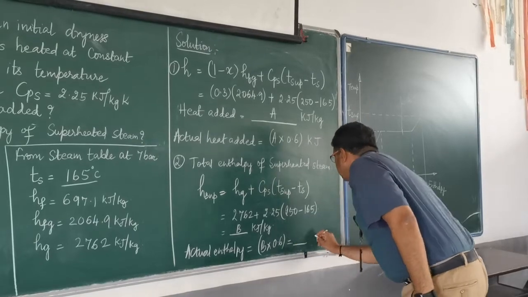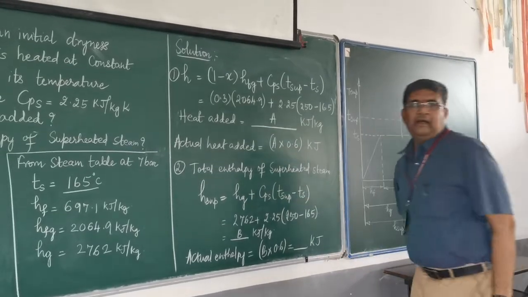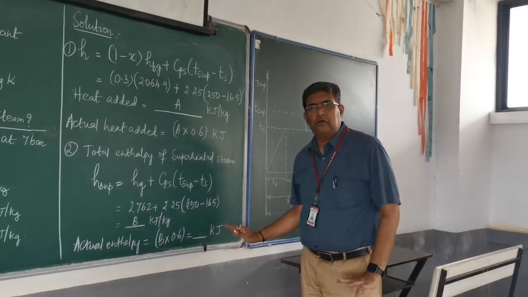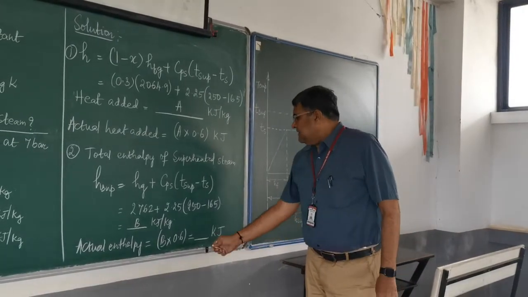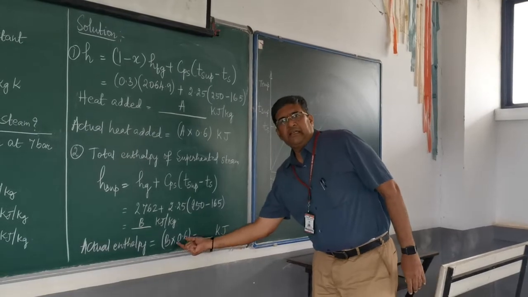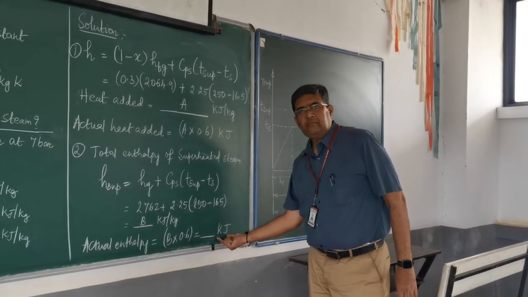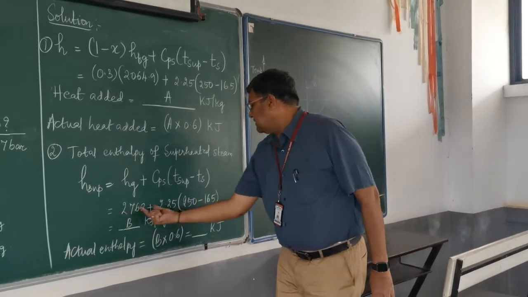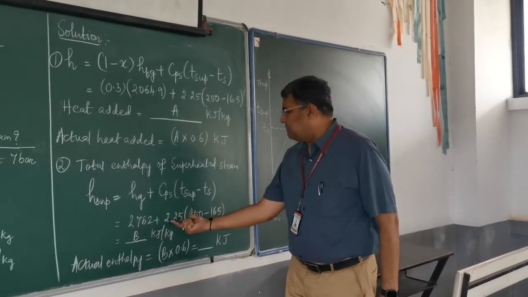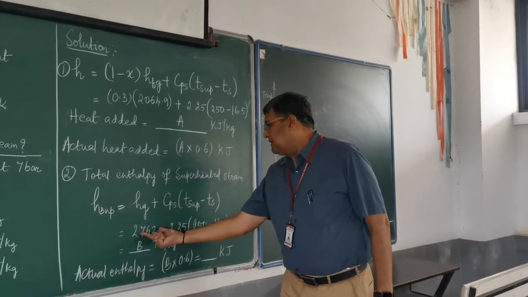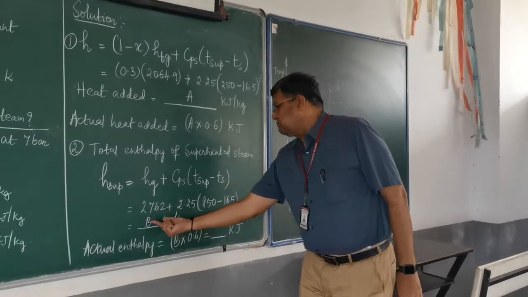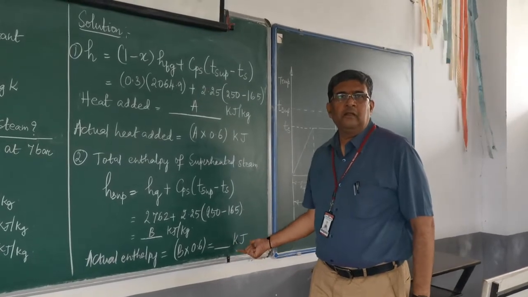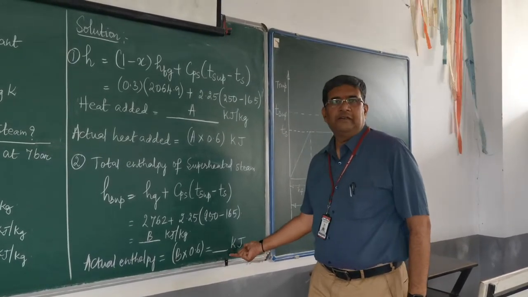Whatever value you get, you will write the units as only kilojoules. You will not write it as kilojoules per kg, because now it is not kilojoules per kg. This is the enthalpy for 0.6 kg, so we will write it as kilojoules only. So the actual enthalpy is the value B that we obtain, that is, whatever subtraction you do, multiply it by 2.25 and add this to this. Whatever value you get is B, and that into 0.6 kilojoules. Don't write it as kilojoules per kg. So that will be the final answer for this.